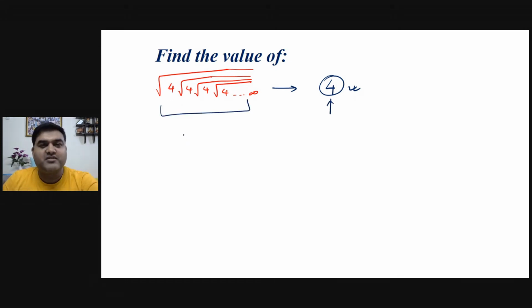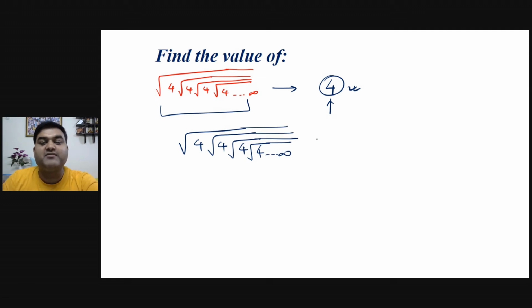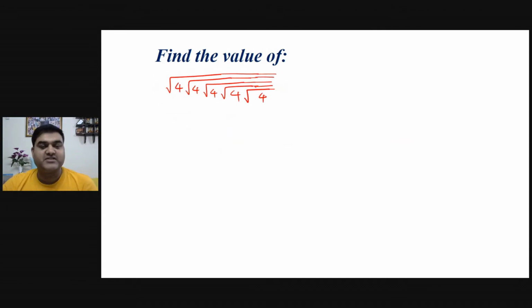Any number which is repeating itself with multiplication, under root 4 multiplied by under root 4 multiplied by under root 4 till infinity, the value of that will be the same number. In this case it is 4 and the value will be 4.